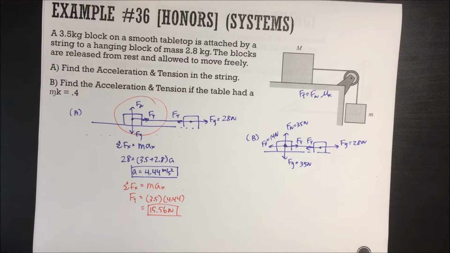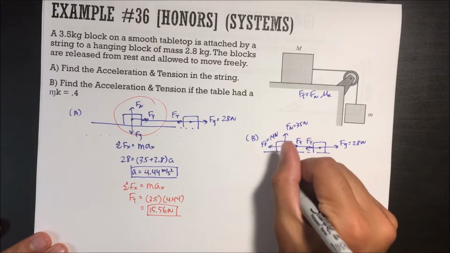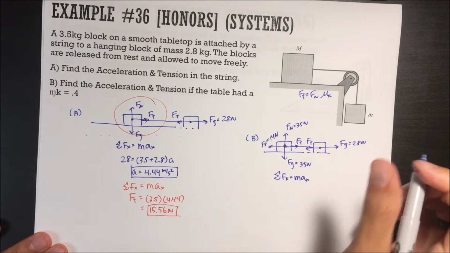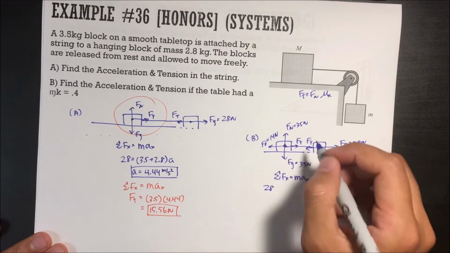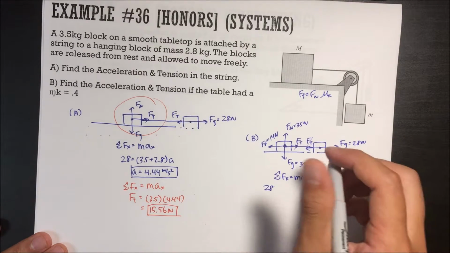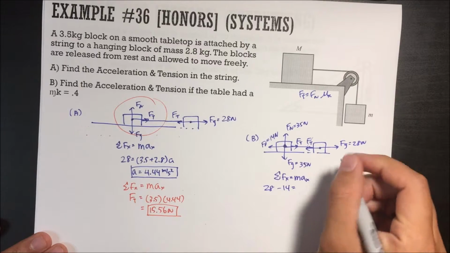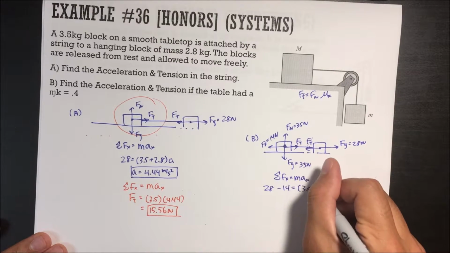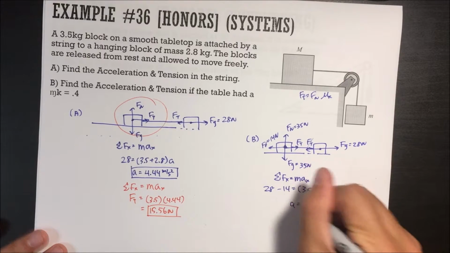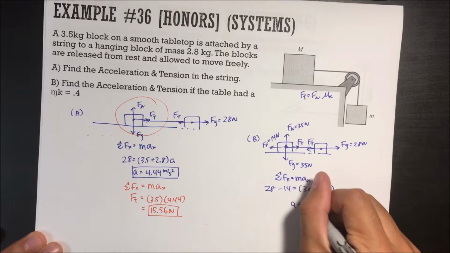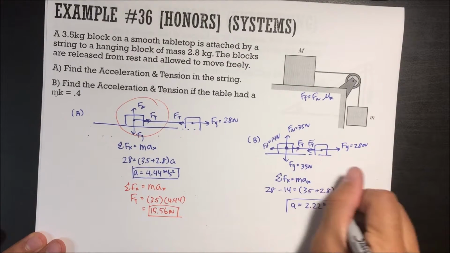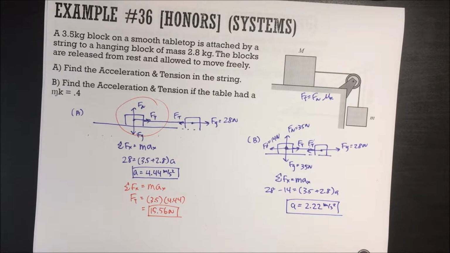Now, when I'm finding the acceleration, I'm looking at the whole system. Sum of all forces in the x equals mass times acceleration in the x. So I'm just going to go 28, and I don't have to worry about the force of tension because they cancel out with one another. But force of friction, minus 14, is equal to the mass of both of these, which is 3.5 plus 2.8. So let's see, 28 minus 14 divided by 3.5 plus 2.8 is 2.22 meters per second squared. Kind of a coincidence that it's exactly half, but yes.